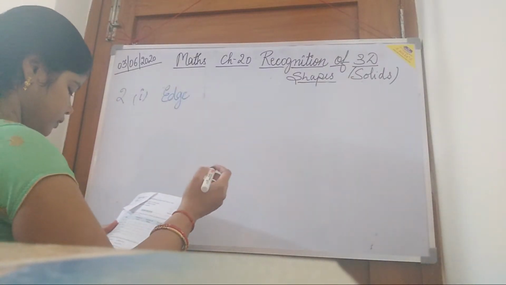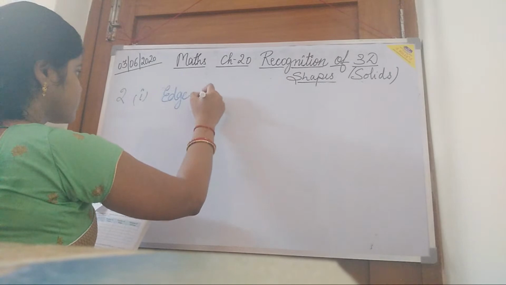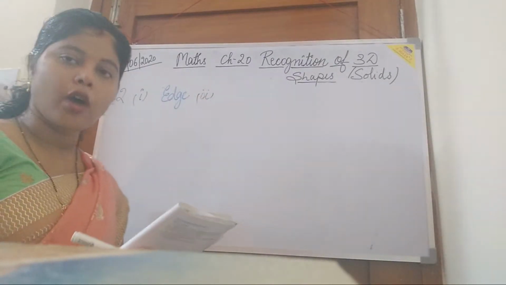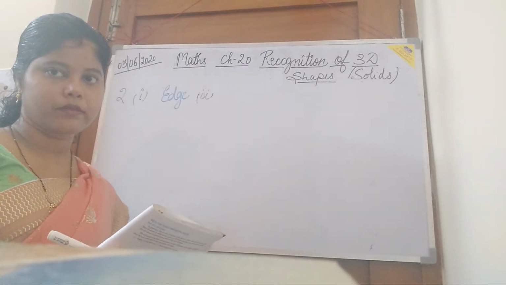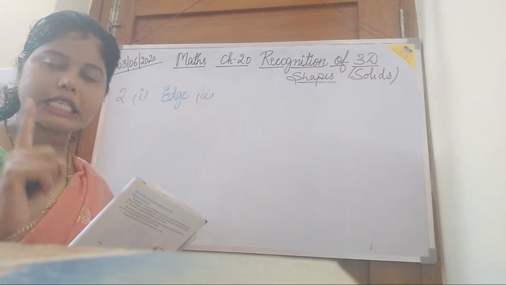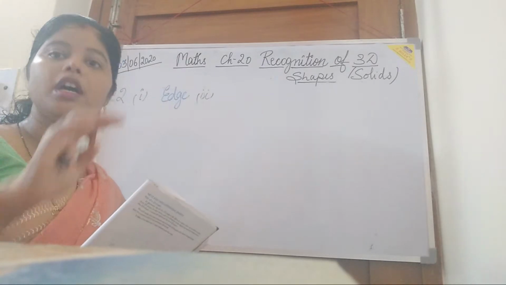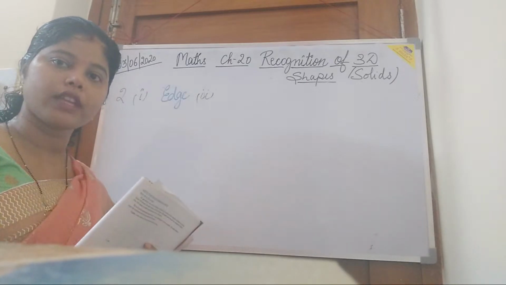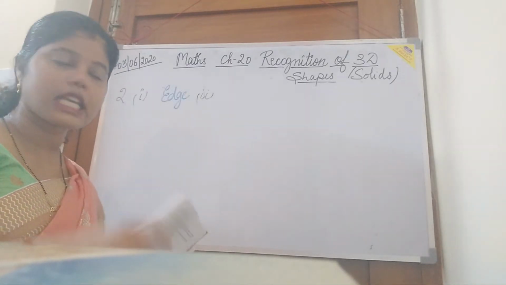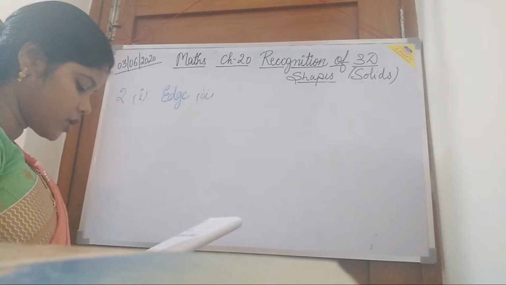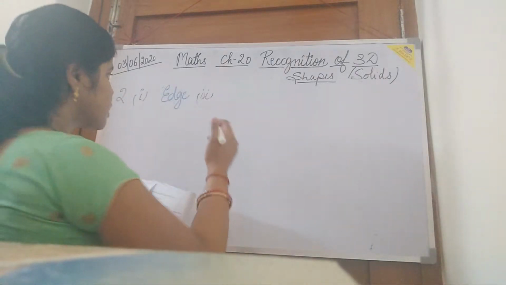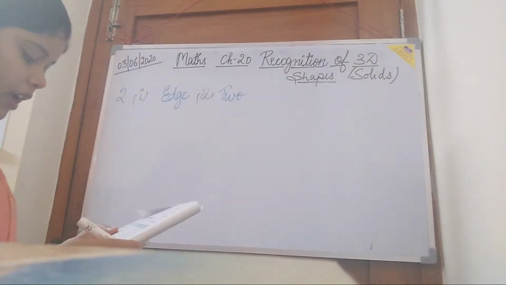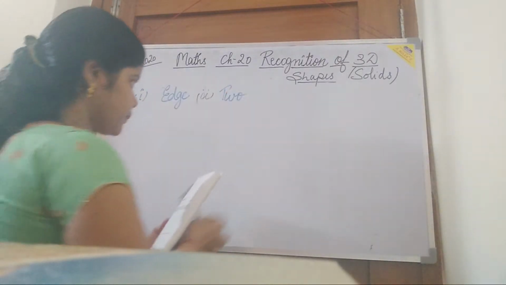Second one, a triangular prism has how many triangular faces? Top and bottom faces are triangles. In a prism, the top and bottom faces are in triangle form, and the rest of the faces, the lateral faces, are in rectangle form. So a triangular prism has two triangular faces.